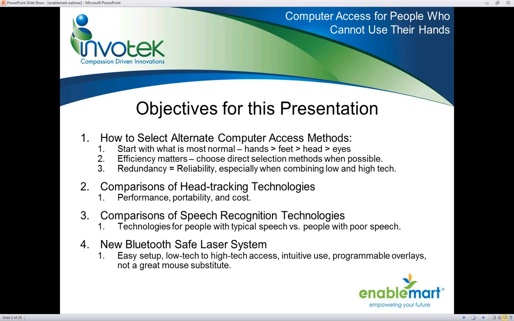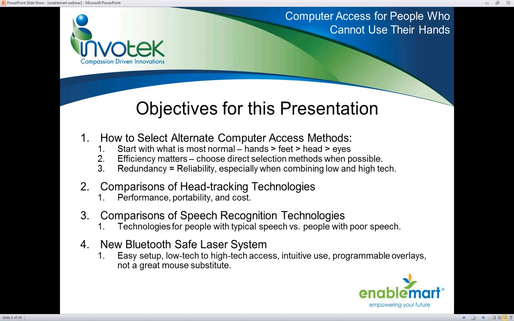We're also going to do a comparison of head tracking technologies. So we're going to talk about single dot and 3-dot tracking systems, and we're going to look at performance, portability, and cost. We're going to compare speech recognition technologies and look at things like Dragon Naturally Speaking, which is a wonderful product that I use a lot with people. But then we're also going to look at some new speech recognition technology for people that have very poor speech, and we'll go through that.